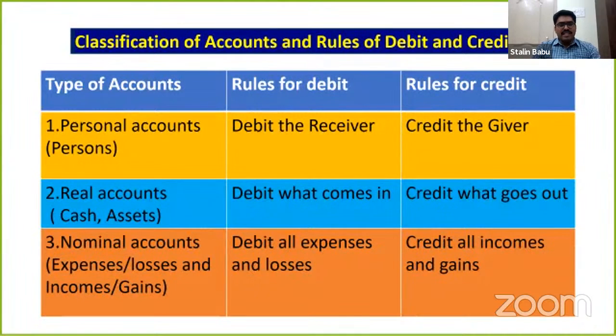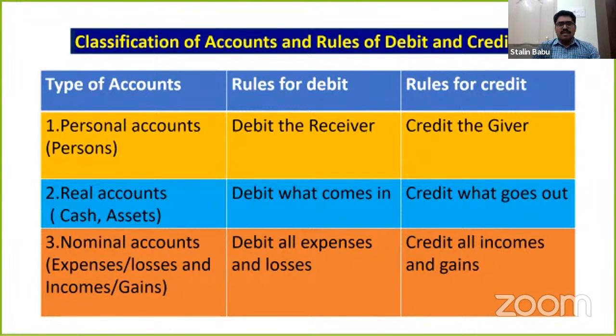Nominal accounts deal with two sets. What are they? One is expenses and losses. Another one, incomes and gains. So there are three types of accounts: personal account, real account, and the nominal account. For these three accounts, we have a rule for debit and a rule for credit. Let us see the rule of debit and credit for these three accounts. Let's start with the first one. What is the first one?